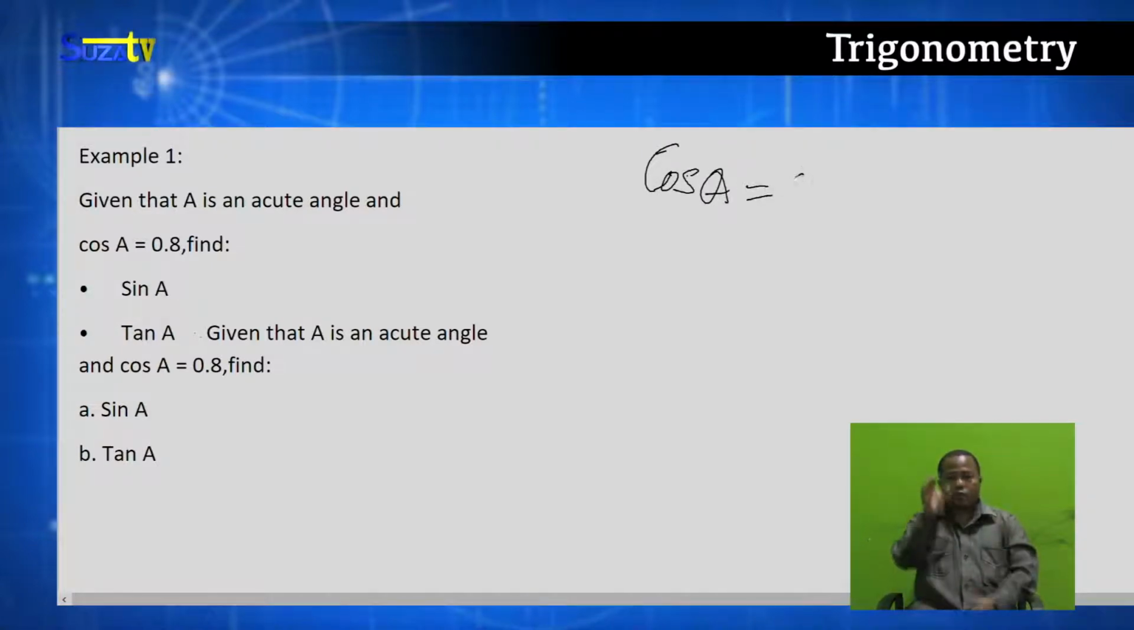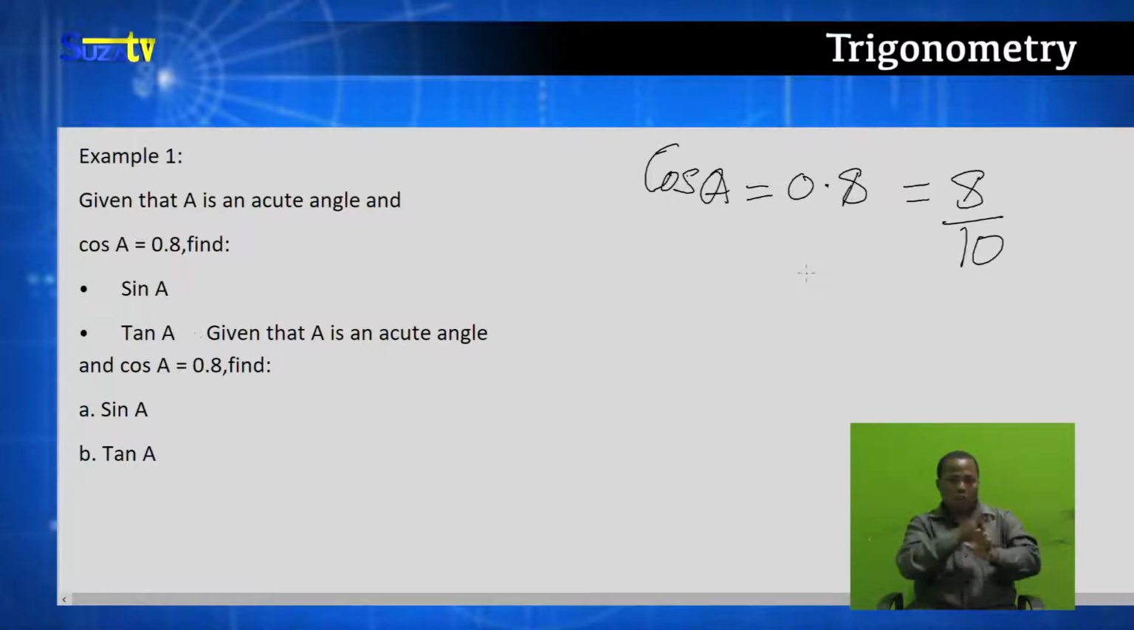We have cos A is equal to 0.8. But 0.8 is a decimal, and we can convert it into a fraction, and this is equal to 8 over 10. So that is cos A. Cos A is equal to 8 over 10.